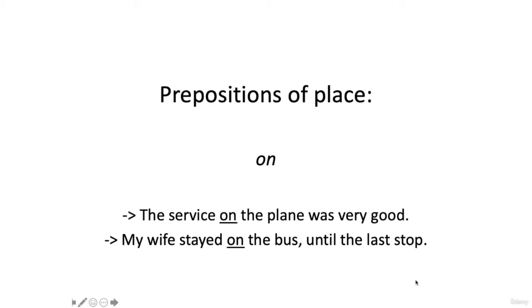On. While we use in for cars, we use on to refer to public or commercial means of transportation. For example, the service on the plane was very good. My wife stayed on the bus until the last stop. These are general guidelines to using these prepositions. There are no specific rules and they just need to be practiced.